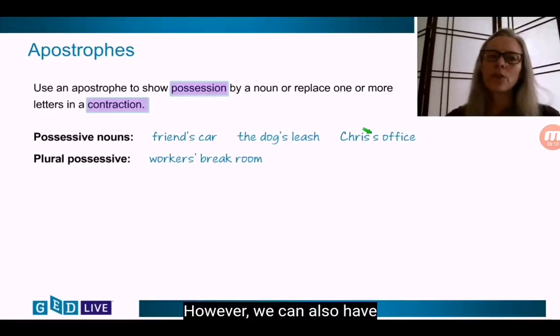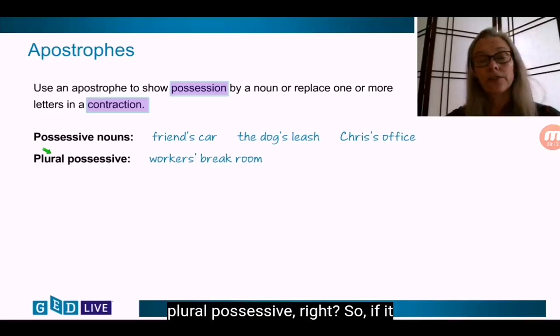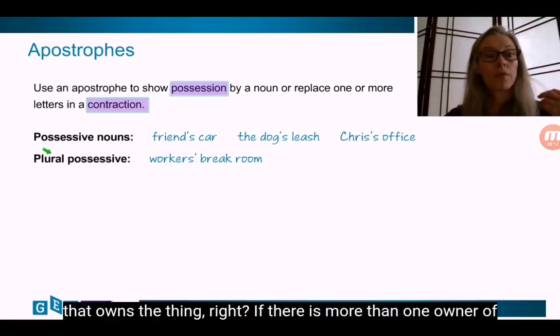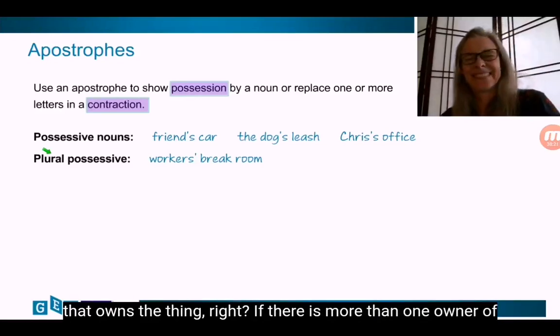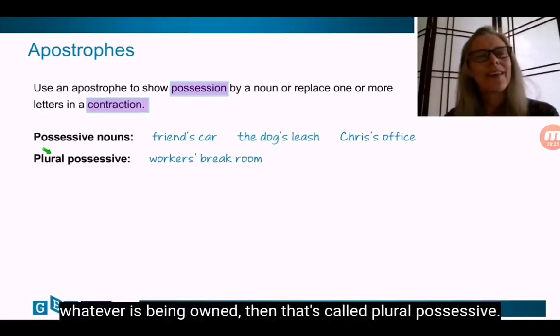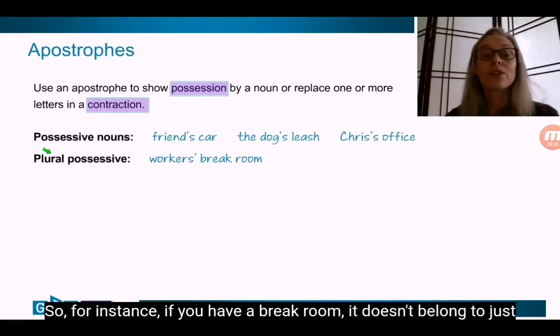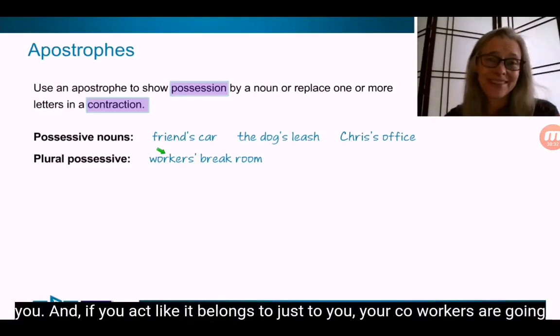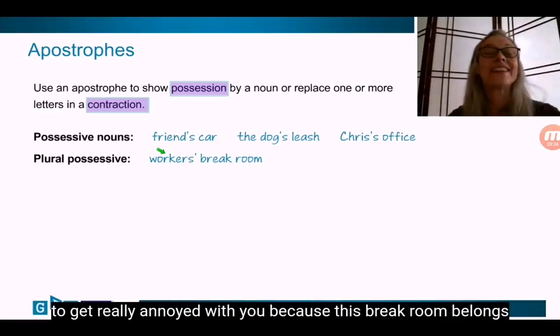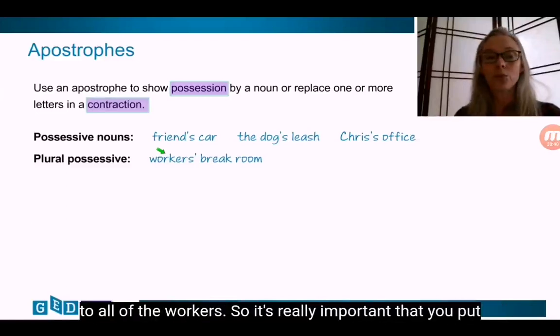However, we can also have plural possessive, right? If it is more than one person or thing that owns the thing, if there is more than one owner of whatever is being owned, then that's called plural possessive. So for instance, if you have a break room, it doesn't belong to just you, right? And if you act like it belongs to just you, your coworkers are going to get really annoyed with you because this break room belongs to all of the workers.